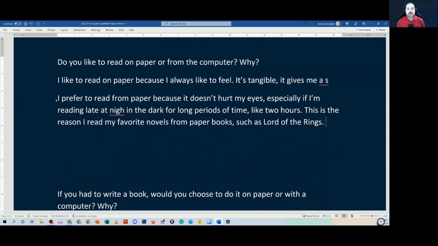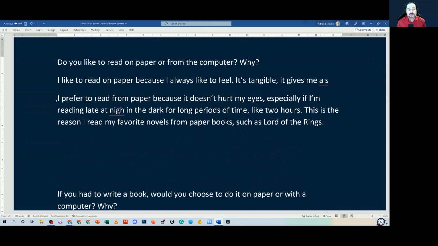Okay, so again, answer, explanation, example. And you can get a band 9 without giving a very fancy answer. It just has to be a clear answer. So a lot of people prefer to read from paper because it's easier on the eyes, or it does not hurt the eyes. There isn't a strong light coming towards the eyes.